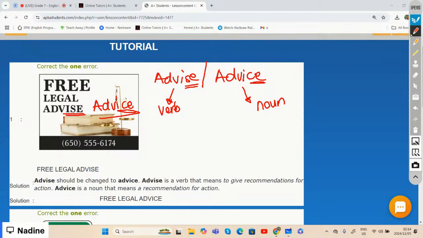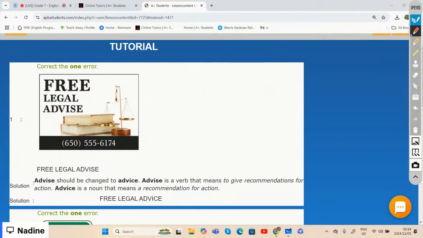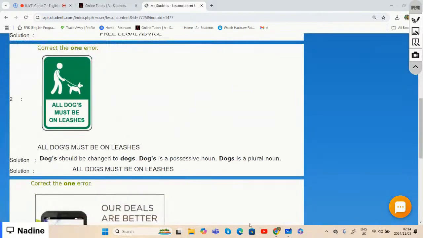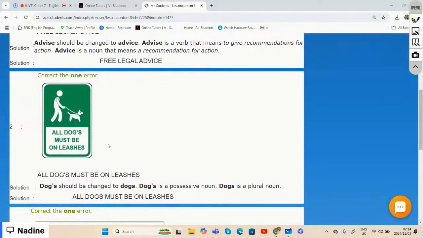All right. So if we were to change or correct that error, then instead of saying advise with an S, we would say advice with a C. All right. Let's look at the next one. It says correct the one error.